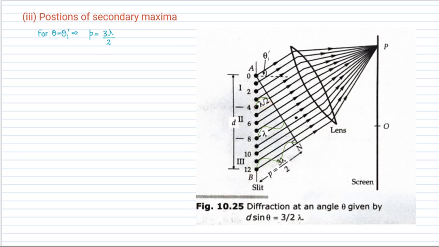Fine. If this extra distance traveled is equal to lambda by 2, then what will be the phase difference? If you remember, this was the expression for the phase difference. If the path difference is lambda by 2, substitute lambda by 2 here. Then lambda gets cancelled, 2 and 2 get cancelled. So how much is your phase difference? Pi. So what happens when the phase difference is pi?